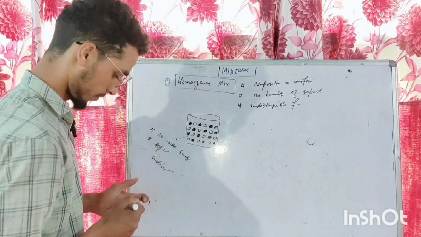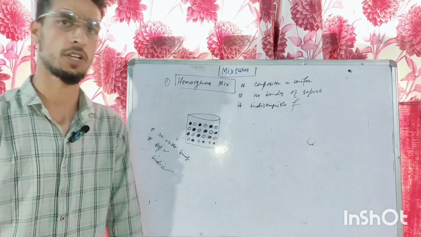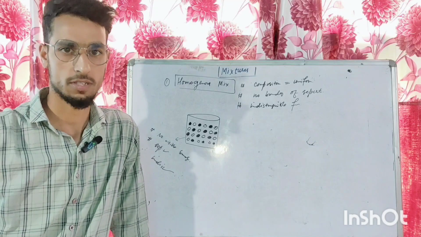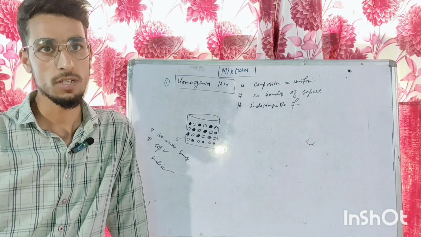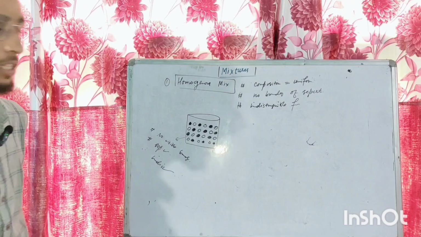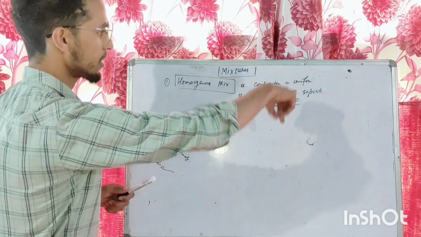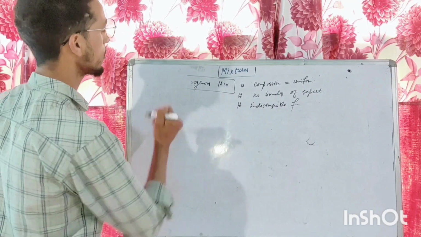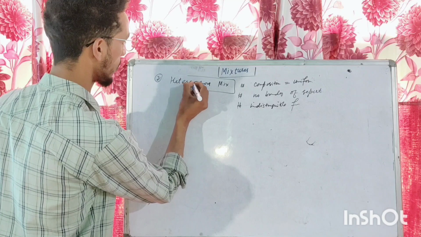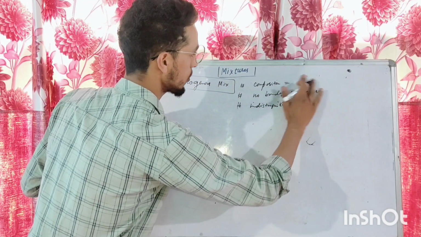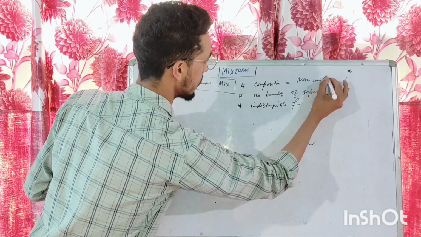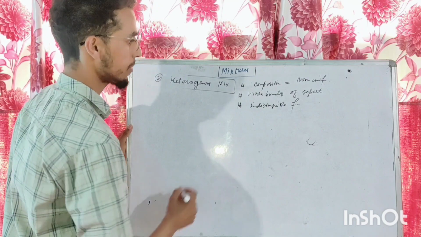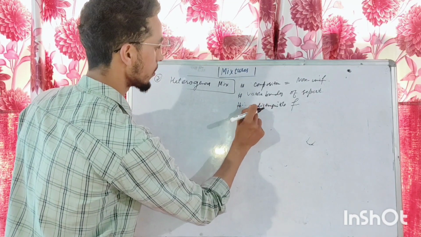Okay, now coming to the heterogeneous mixture. In the heterogeneous mixture, the composition is non-uniform, meaning it's not uniform or constant or the same. So there will be a visible boundary of separation between the components, and they will be distinguishable from each other. In the heterogeneous mixture, the composition will be non-uniform, and there will be a visible boundary of separation. Therefore, they will be distinguishable from each other.